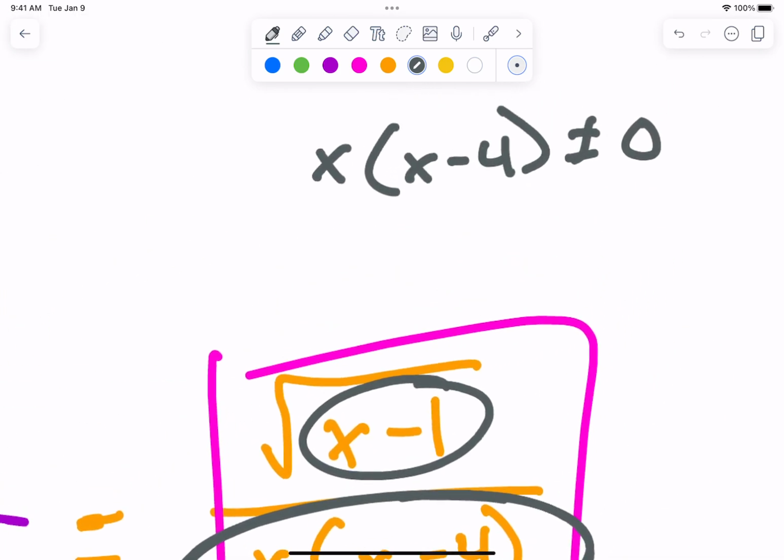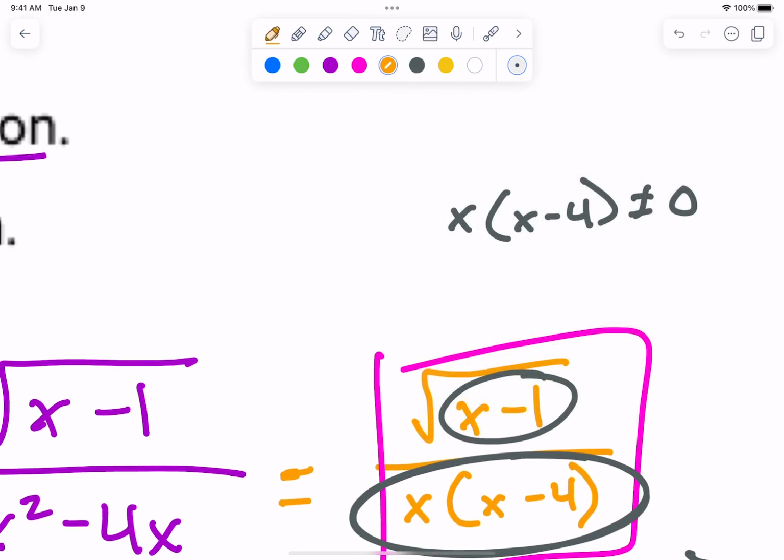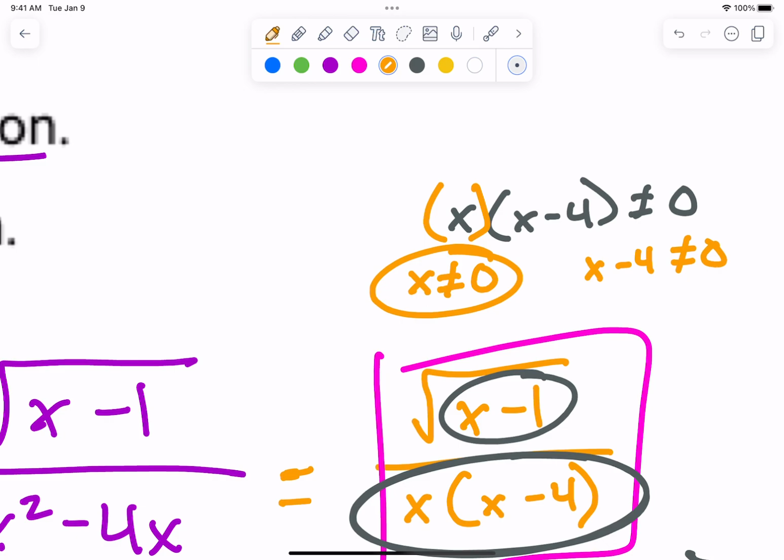Now what do I do? x can't be 0 and x minus 4 can't be 0. It's like you're factoring, right? Like you're separating your two pieces. So x can't be 0, right? And if x minus 4 can't be 0, x can't be 4, right? You see how that works? It's like when you have two groups and you're setting it equal to 0. This equals 0, this equals 0, right? So x can't be 0 and x can't be 4.